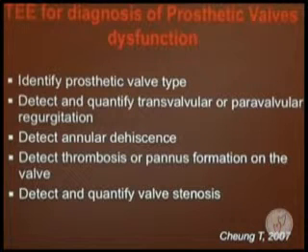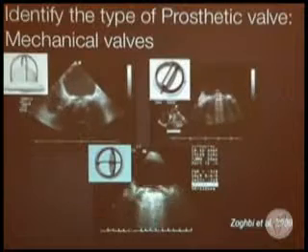For TEE, diagnosis of prosthetic valve dysfunction is to identify the prosthetic valve type, detect and quantify transvalvular or paravalvular regurgitations, detect annular dehiscence, detect thrombosis and vegetation formations, and lastly, detect and quantify valve stenosis.